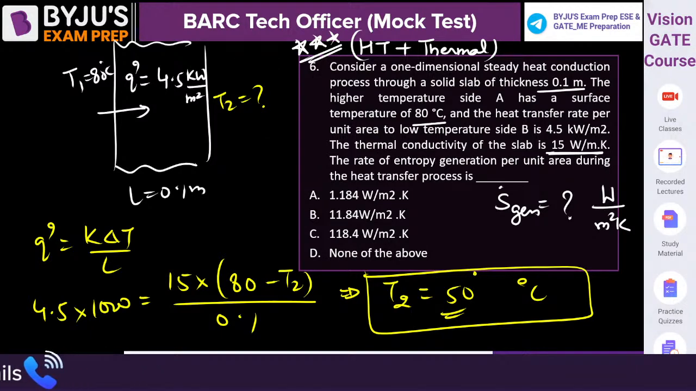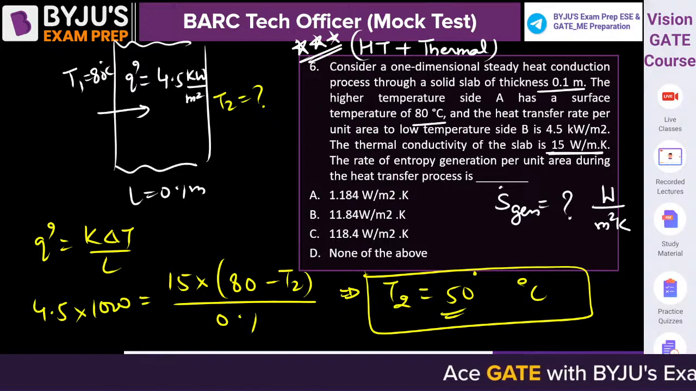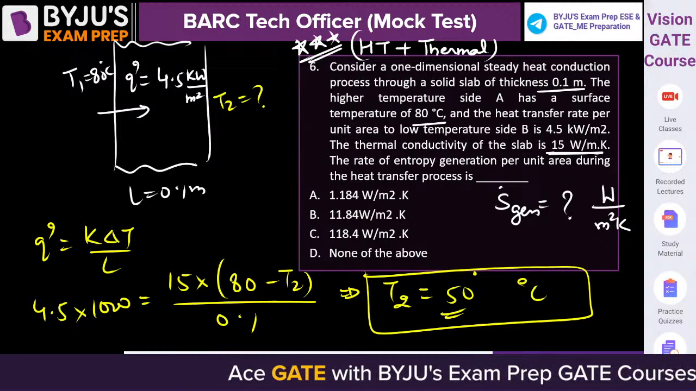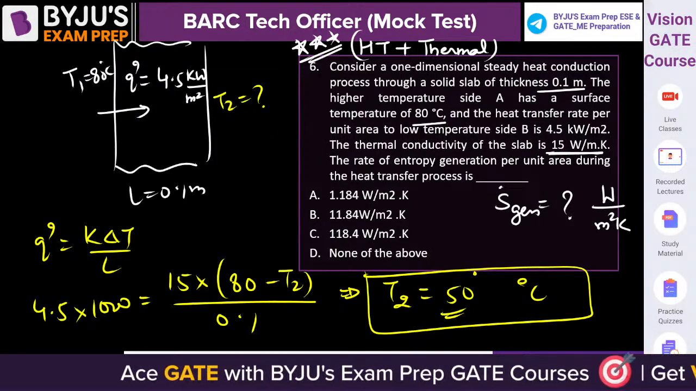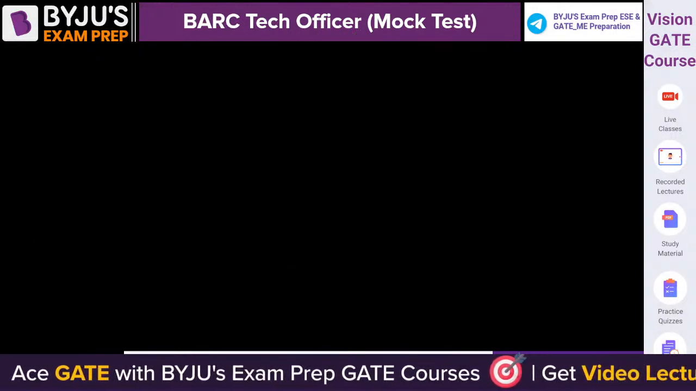4.5 into 100. It means 450. 450 divided by 15. That is 30. So T2 is equal to 80 minus 30, 50 degrees Celsius. It will be 50 degrees Celsius.